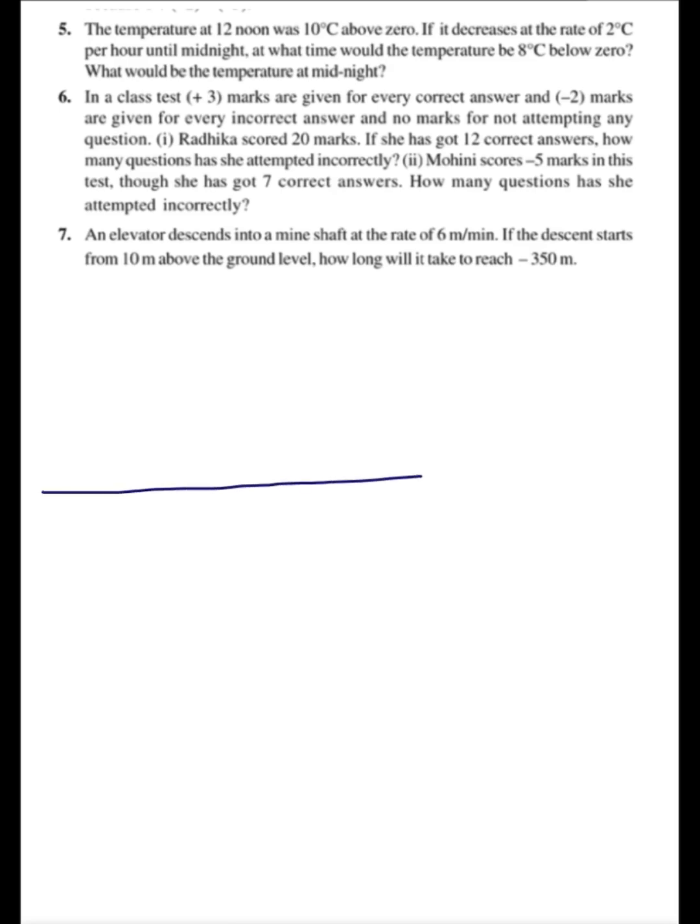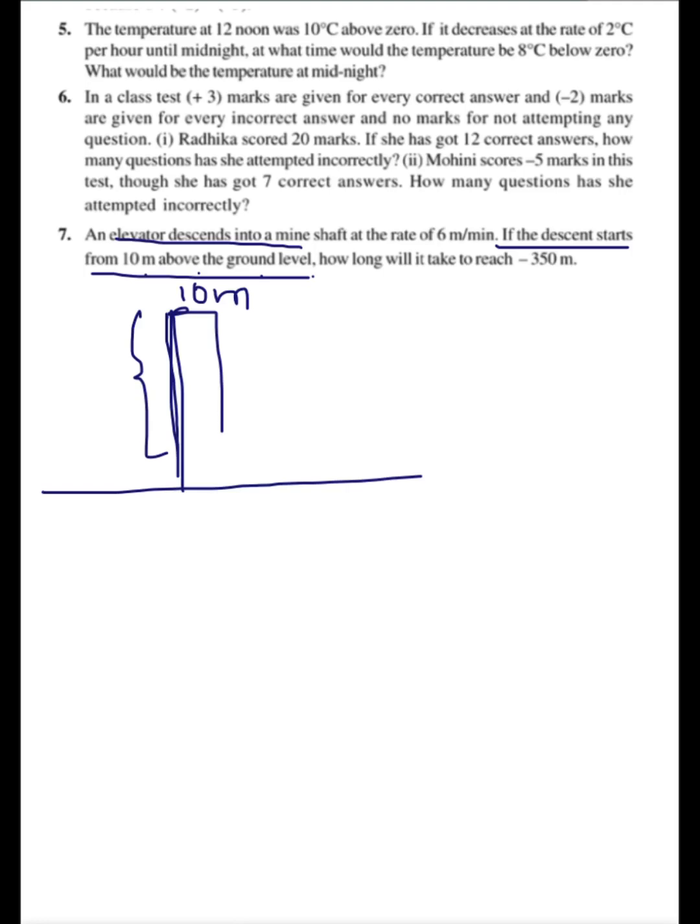Suppose this is the ground level. If the descent starts from 10 meter above the ground level, it means the elevator is going downwards. Elevator descends into means it's going down. It starts from 10 meter above the ground level. This distance is 10 meter. From here the elevator starts to move down.